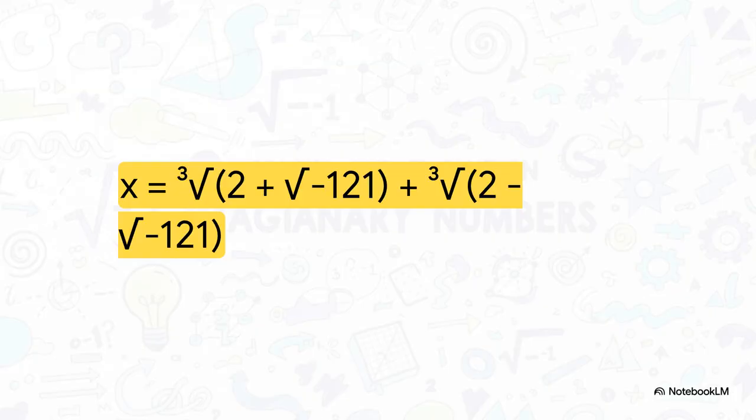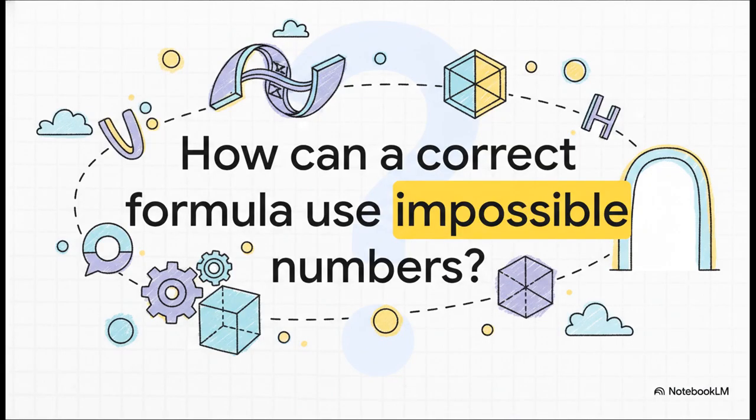So, when the mathematicians used their new cutting-edge cubic formula, this is what it spat out. Just look at that. It was supposed to give them the answer 4, but instead it gave them this monster full of square roots of negative numbers, things that weren't supposed to exist. And that was the absolute core of the paradox.